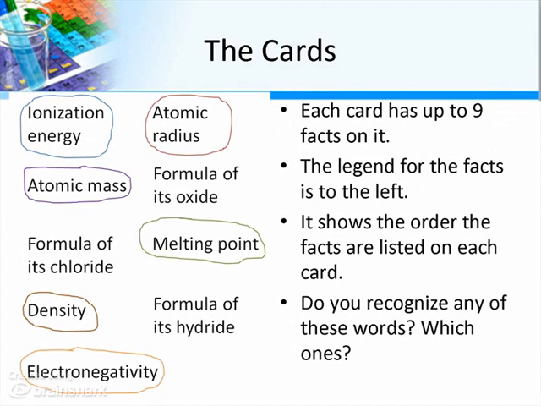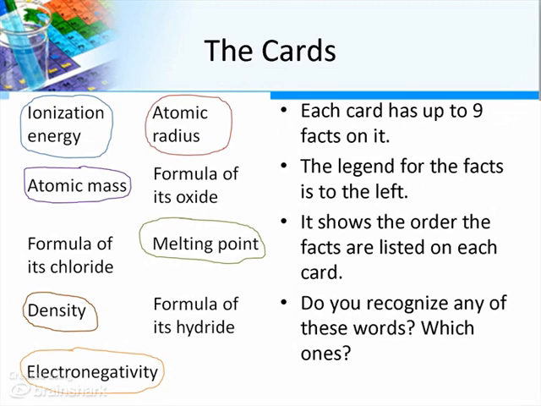The diagram on the left side of this slide shows you the order in which the facts are placed on the element cards. You should take them out of the packet if you have not already and spread them out on the table. Each card has up to 9 facts on it about the element. The legend shows where this information is located. For example, the top number on the left side of the card is the ionization energy, and beneath that is the atomic mass, and so on.